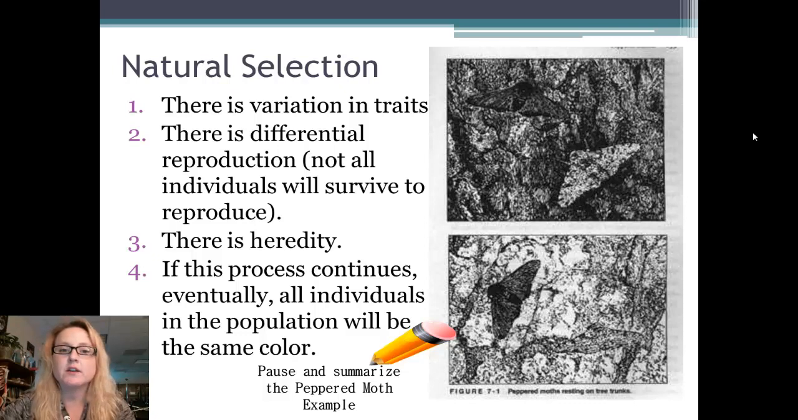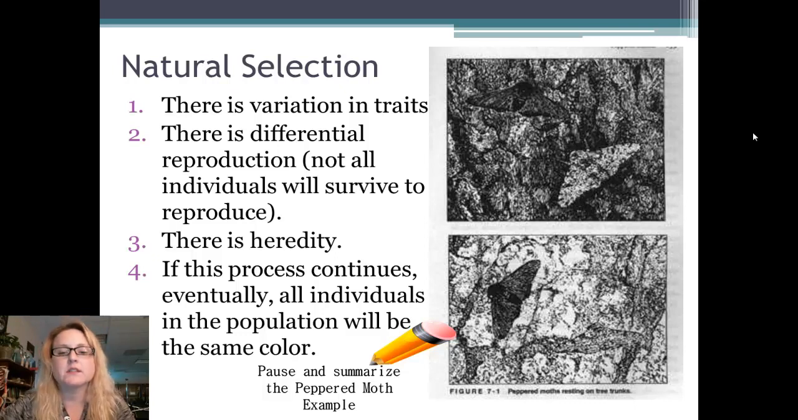Now, we also need there to be differential reproduction, meaning not all individuals will survive to reproduce, and that's just a basic fact of life. Not all individuals grow to adulthood and reproduce. A lot of this is because maybe they don't have the correct genes to help get them to adulthood. Now, number 3 is we need heredity. We need to pass along the more fit or the more adapted, the more well-adapted genes need to be able to be passed on to the next generation.